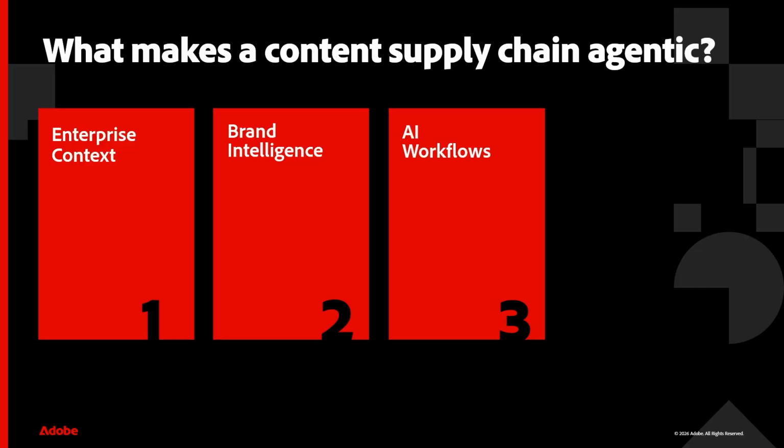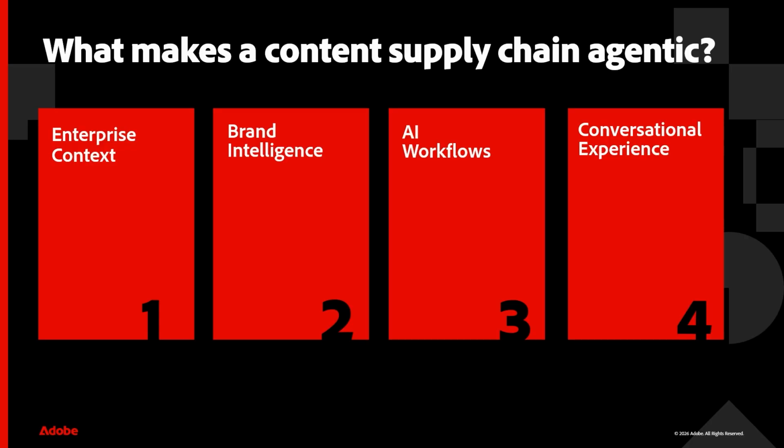But what makes a content supply chain agentic? I'm going to talk about a couple things. Number one, enterprise context, which I think is the most important thing. Next, we're going to talk about how do you have knowledge about your brand, which can help scale that content. You need to make sure content you're scaling is brand aware and compliant. How do you use AI workflows to accomplish this? And then a conversational experience that you, as a marketer, will start to want to have, similar to how you work in your private life on ChatGPT or whatever.